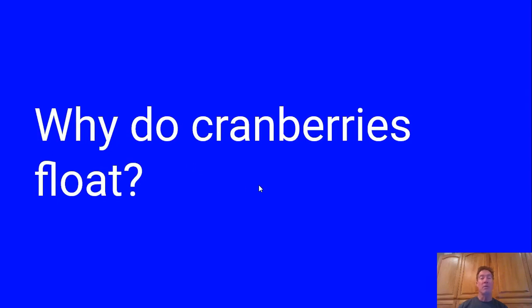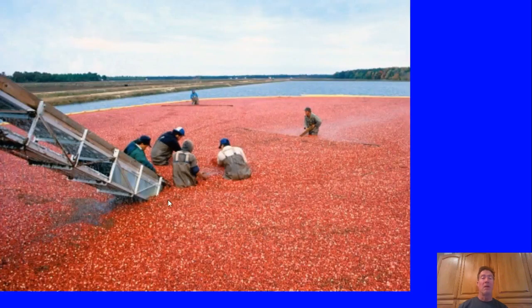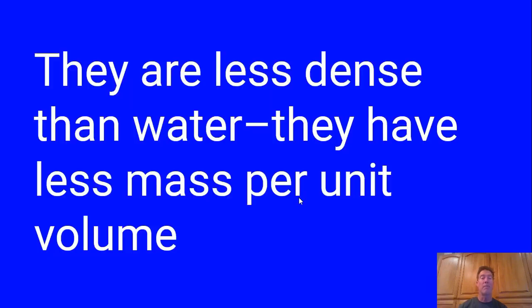Why do cranberries float? Here's a great picture of cranberry harvesters, and you can see the cranberries are just floating on the top of the water. Well, it's because they are less dense than water. They have less mass per unit volume. For a given volume of a cranberry, the size of each cranberry, that weighs less than the same volume of water. And so the water pushes it up and they become buoyant.